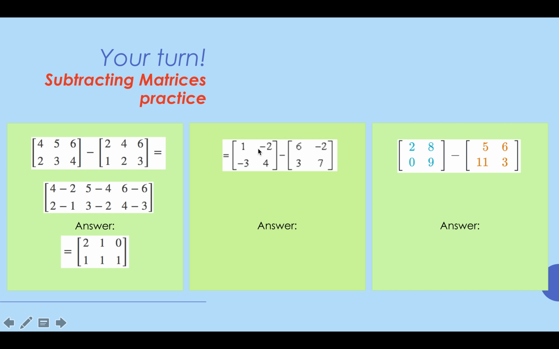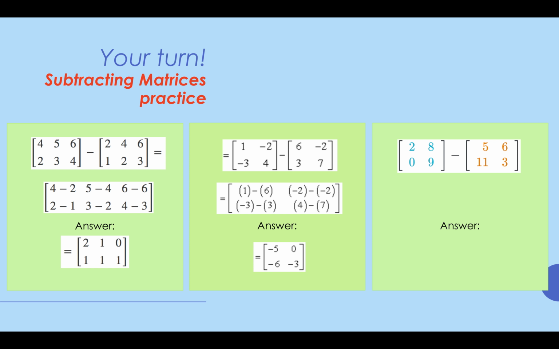Next, we have the matrices 1, -2, -3, 4. And we also have 6, -2, 3, and 7. We put it into A minus B form, which is 1 minus 6, -2 minus a -2, -3 minus 3, and 4 minus 7. And our answer is -5. And then a negative and a negative turns into a positive, so 0. And then this will be -6, and then this would be -3. Yes, that's our answer. And by the way, I don't have the answers in front of me. I'm doing this off the top of my head.